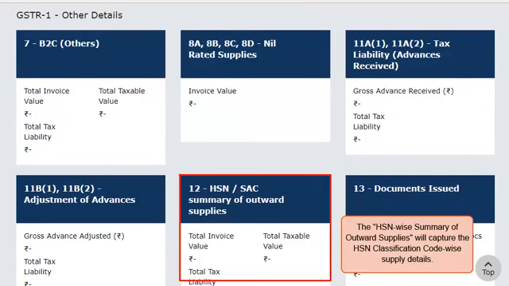Next, the HSN-wise summary of outward supplies will capture the HSN classification code-wise supply details. This tile captures the total taxable value of each item supplied and each service provided in the given tax period.